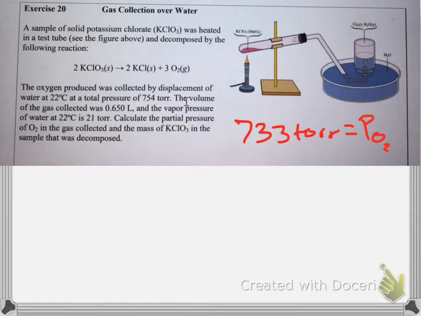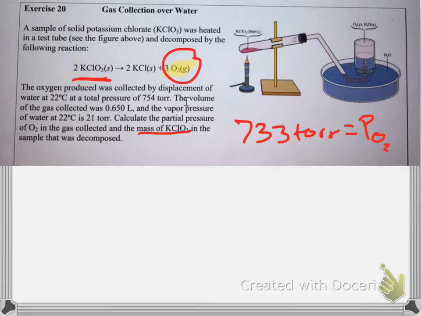Our next part is to determine the mass of potassium chlorate that was decomposed. We weren't given information about potassium chlorate specifically, but we are given a lot of information about oxygen. So if we can determine the moles of oxygen that are produced, we can convert from moles of oxygen into moles of potassium chlorate and then figure out the mass of potassium chlorate. So let's see if we can do that.